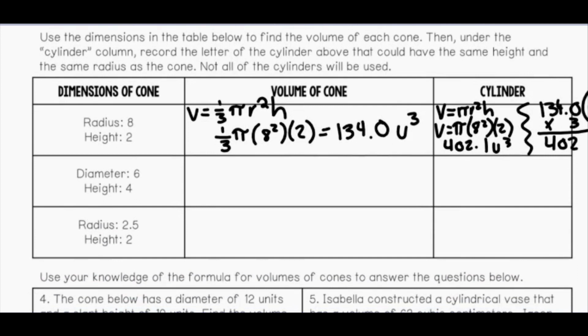For the other problems, notice this is a diameter, so you'd have to take half of the diameter to get 3 for your radius. And you can plug in the same value for the volume, and then you can do the same thing of multiplying by 3. You should get approximately 37.7 units cubed for the cone, and the cylinder would be E.